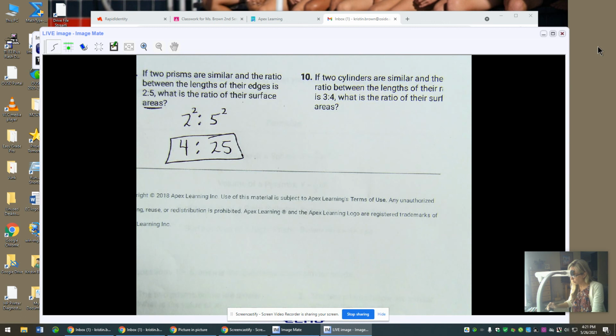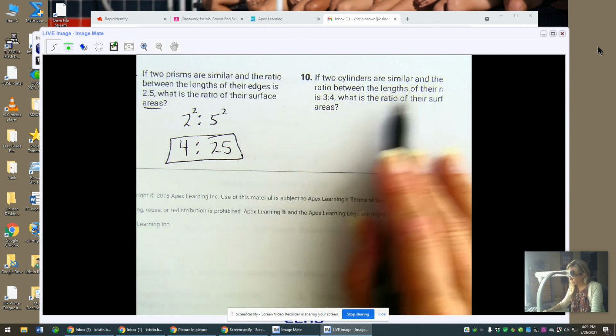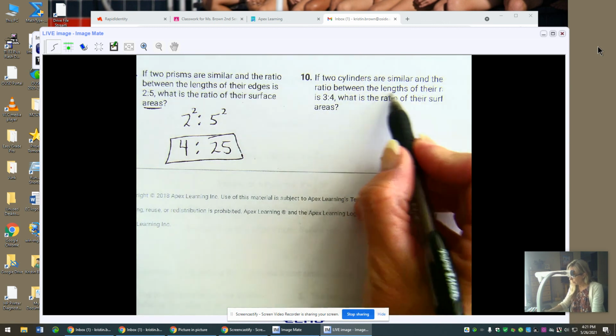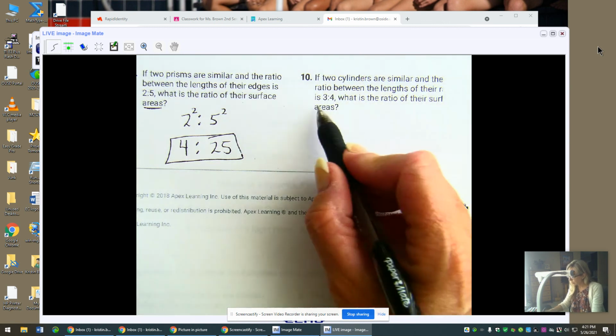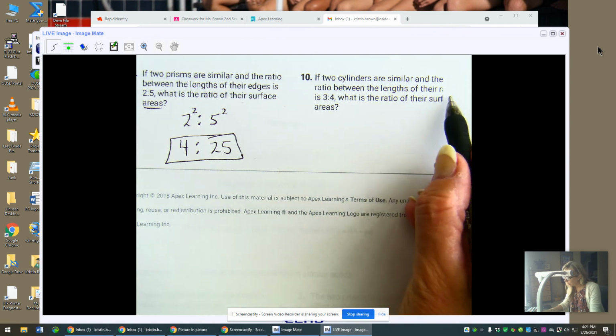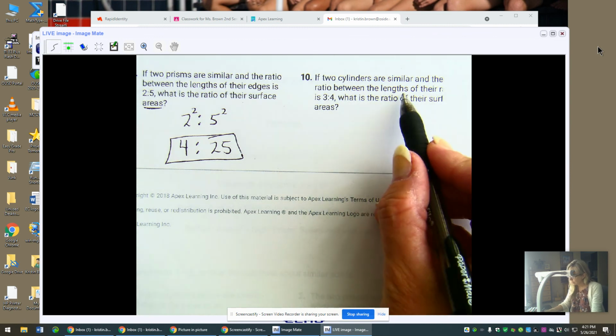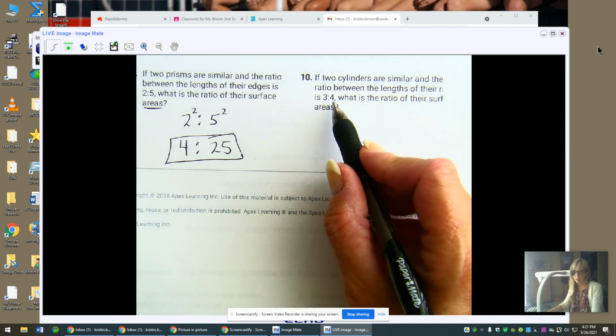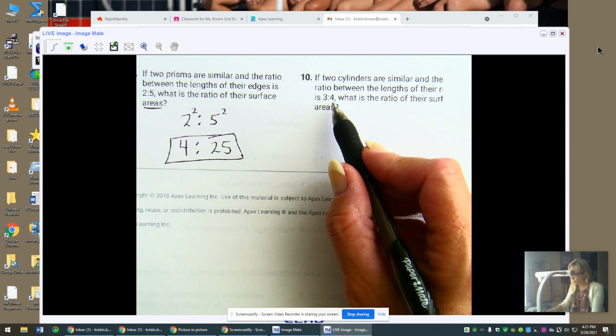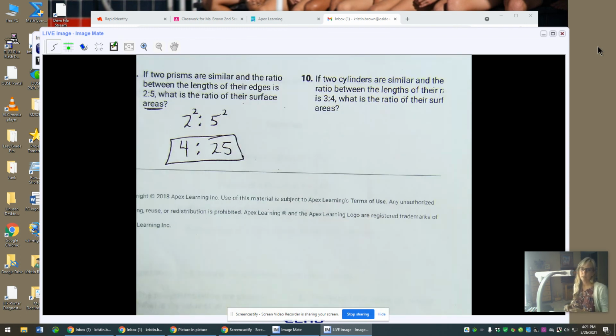And I just should double check. I'm going to have you do 10 probably, but 2 cylinders of similar ratio between their lengths. Their lengths are probably radii. Yeah, so it's linear. So that's just flat 3-to-4, and so you're going to square them to get area.